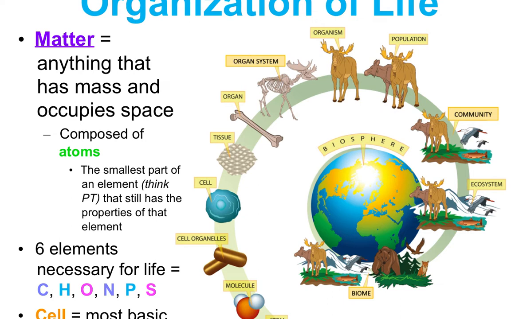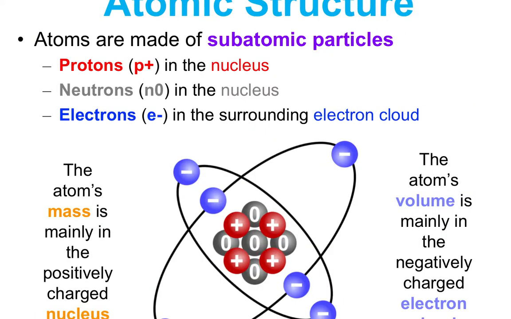Living things are made up of 6 necessary elements, or I call them affectionately CHNOPS, but they're carbon, hydrogen, oxygen, nitrogen, phosphorus, and sulfur. Cells, they're the most basic unit of life that function with living characteristics. So let's talk atomic structure. Atoms are made up of subatomic particles, protons, neutrons, and electrons. Protons have a positive charge, neutrons have a neutral charge, and of course electrons are negatively charged.